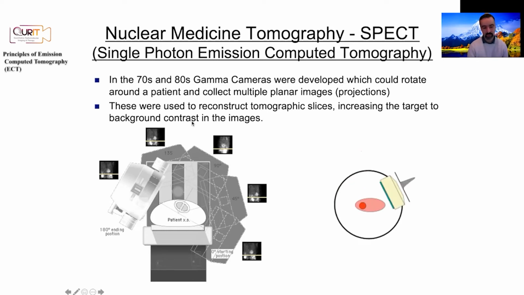But of course, the subject could move when they're sitting like this. So it's far better if the subject is lying down and the camera is rotating around the subject. This is what the gamma cameras were developed to do, and then the idea was to do tomography, as we've been mentioning.